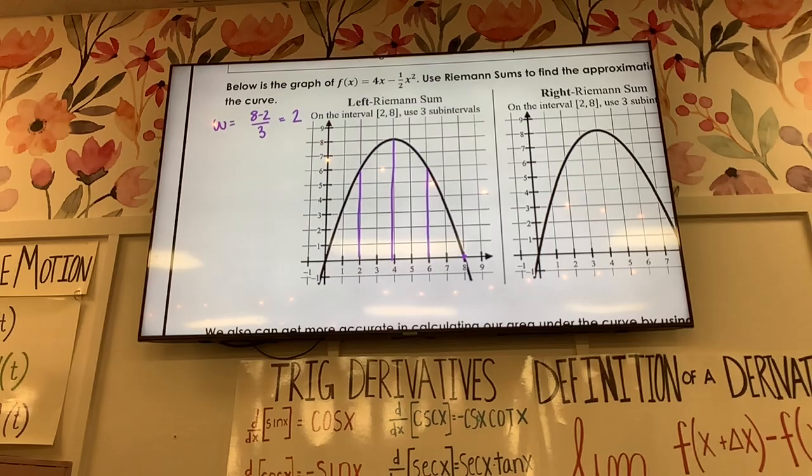All right, so on this one, I want the left Riemann sum. So I'm going to go from left to right, and I'm going to draw my rectangles. So there's my first one. You use the left point to determine the height. So for your second rectangle, we're going to use the left point to determine the height. And then your third rectangle, you're going to use the left point to determine the height.